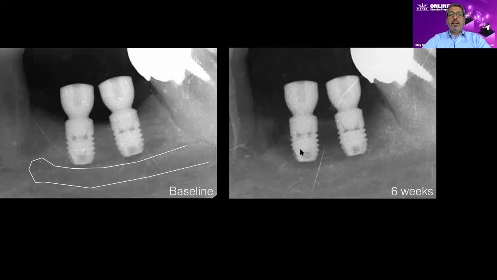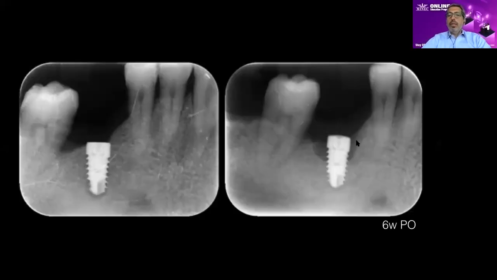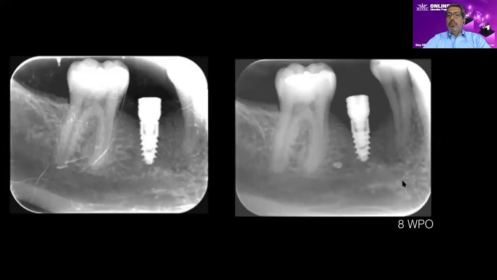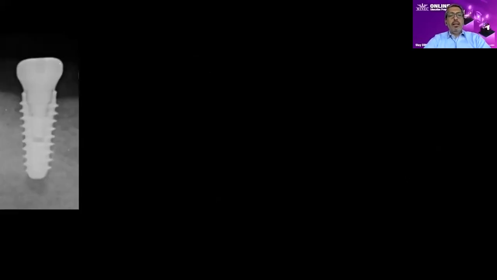These are other implants, and you see how we lose the bone at 6 weeks, because this implant geometry is not adapted to withstand high insertion torque. These are other cases where you lose the bone also at 6 weeks, at 8 weeks, because again, these implants are not made to withstand high insertion torque.